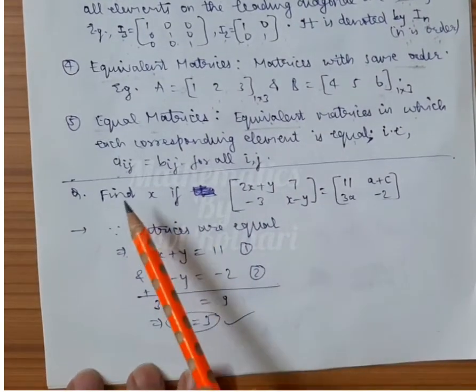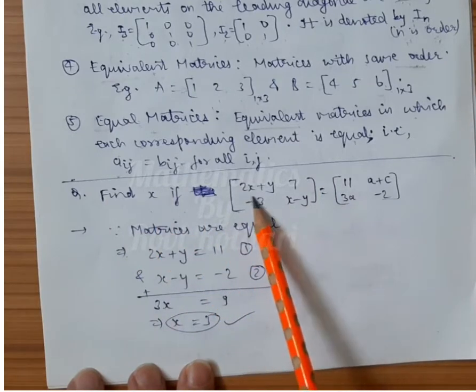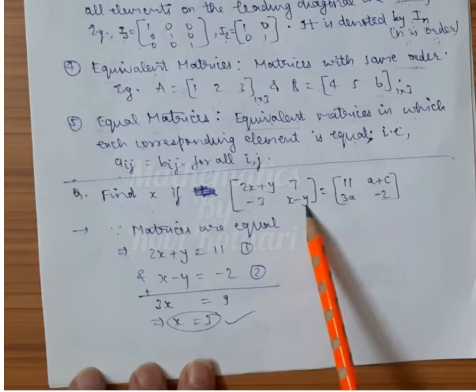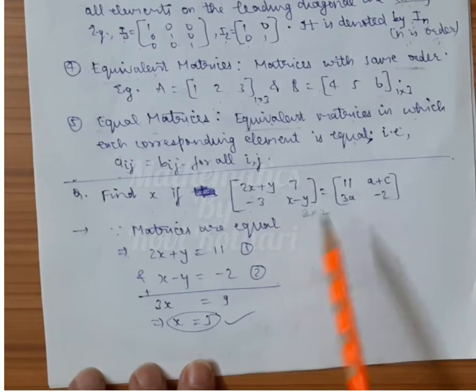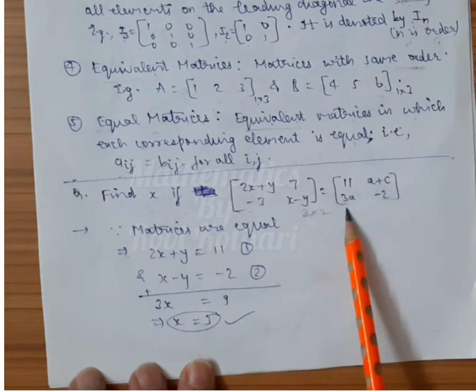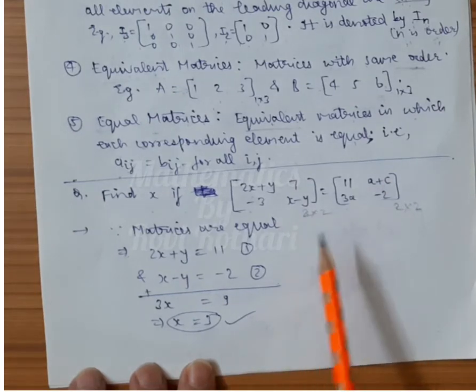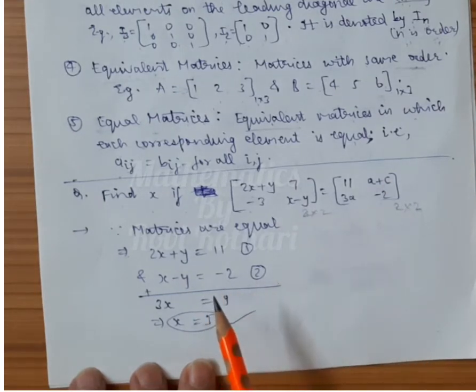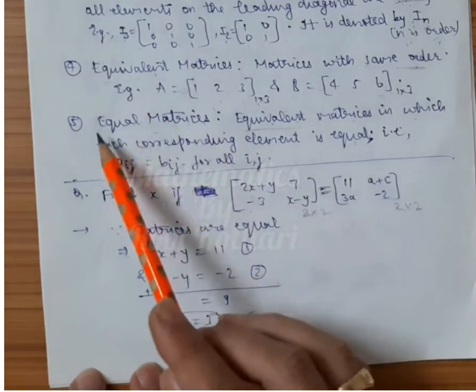For example, I give you this. Find x if there is a matrix here, 2x plus y, 7, minus 3, x minus y. So it's a 2 by 2 order matrix. It is given equal to 11, a plus c, 3a, minus 2. So it's also a 2 by 2 matrix. So firstly their orders are same, that means they are equivalent. And since it is written that they are equal, there is an equal to sign here. That means these are equal matrices.